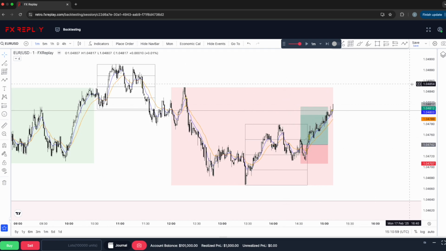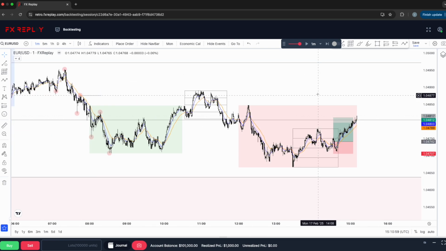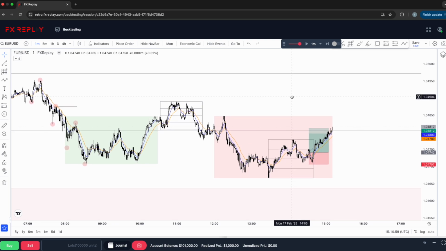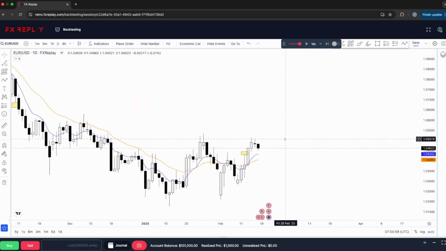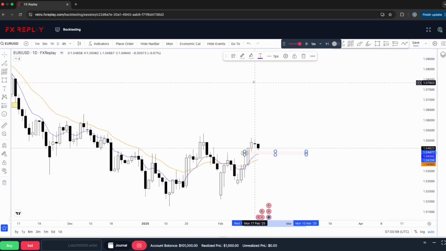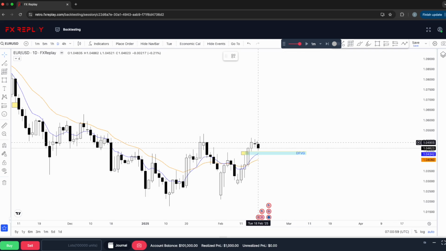We could let this ride, but I think to have a healthy risk to reward ratio and a healthy win rate, I think a 1 to 2 is very valid. Going on to Tuesday, what's happened? Now we have this fair value gap formed over here, the fair value gap, and then that's quite important. I can see that PDL has been taken, so I'm looking for buys.